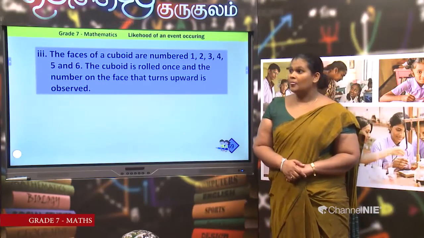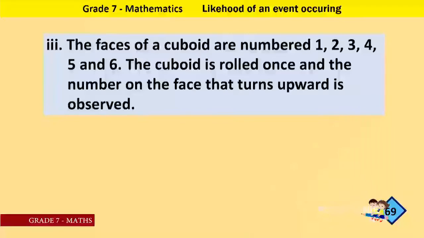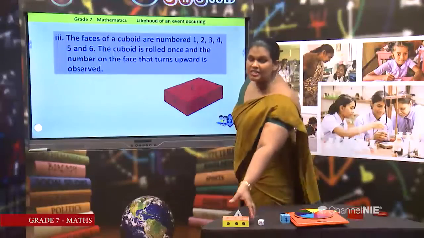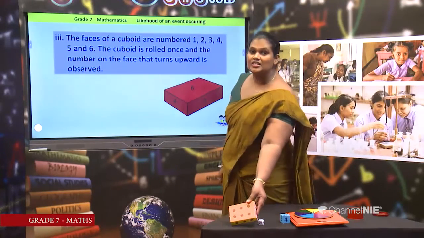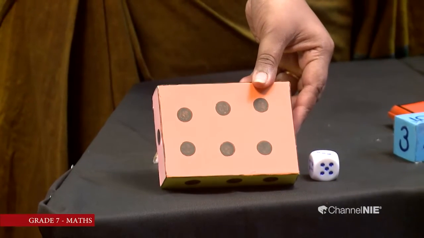Third one, the faces of a cuboid are numbered 1, 2, 3, 4, 5 and 6. The cuboid is rolled once and the number on the face that turns upward is observed. That is the cuboid that we were talking about previously. Right. Now, this is the cuboid that we discussed previously. That is the same cuboid mentioned in this experiment.